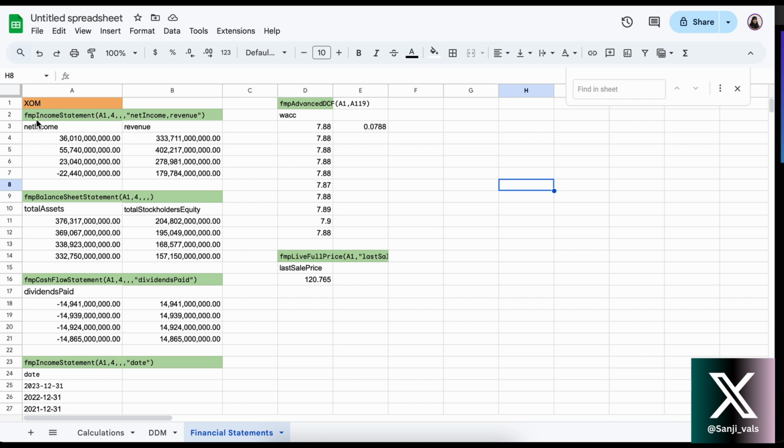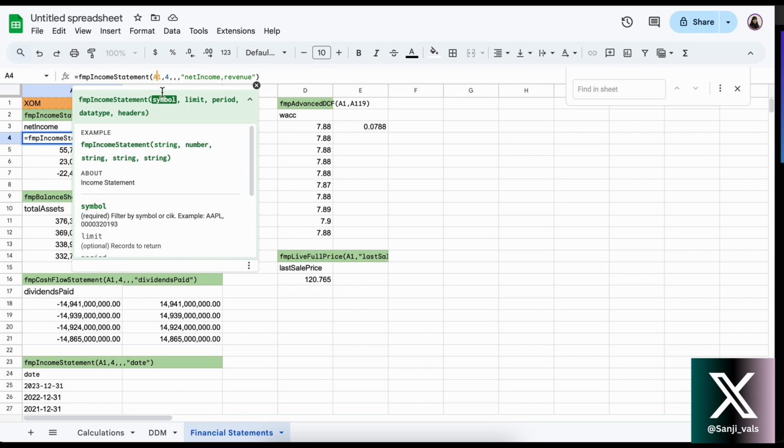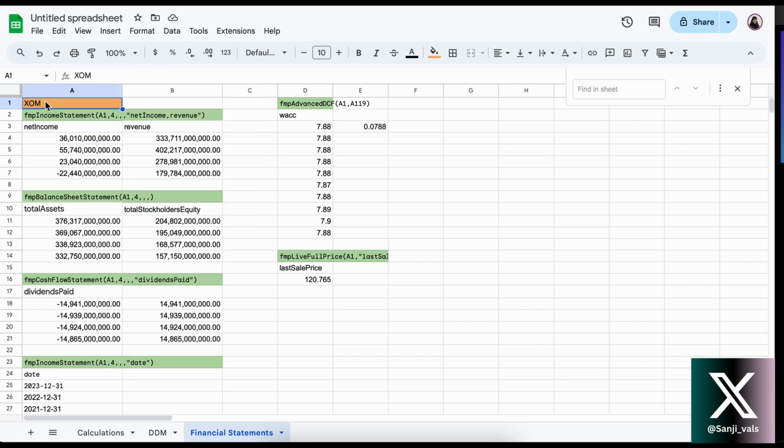We need the income statement data. As you see over here, I gave you the formulas so that you can use them simply. You can copy this formula or go to the FMP website. Again, I will put the link down to this video with all the formulas that you can use. And as you can see, for the net income, I am putting equals FMP income statement, then I open brackets, and first the symbol A1, because our ticker is XOM, or Exxon Mobil.